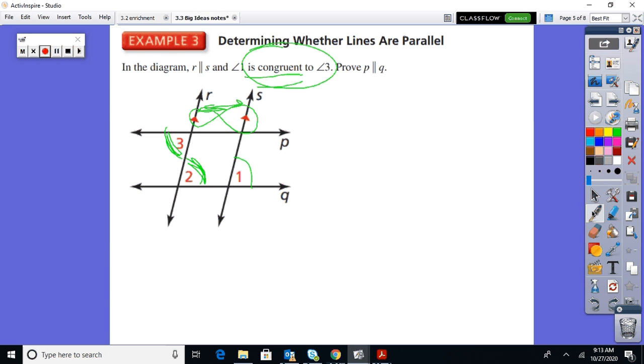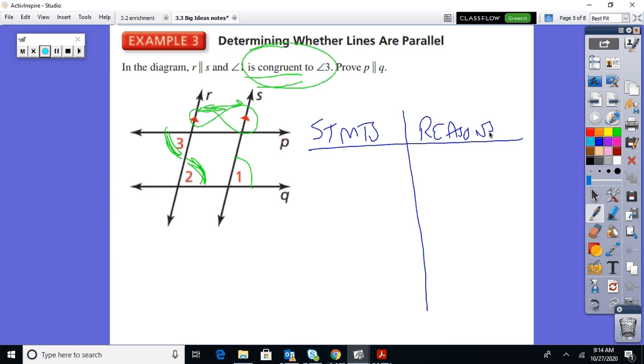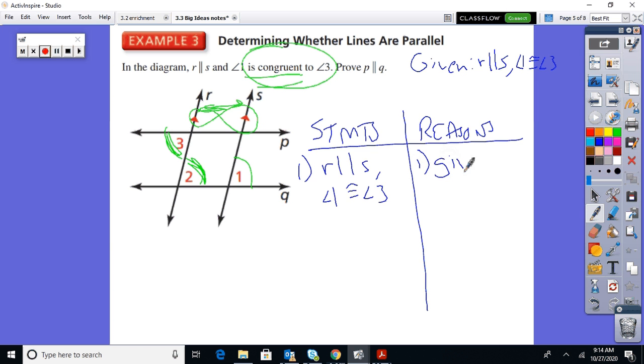And of course I'm going to start out with my statements, reasons. The given was that R is parallel to S and 1 is congruent to 3. So that will be here. I'll just put them in the same. It's all given.